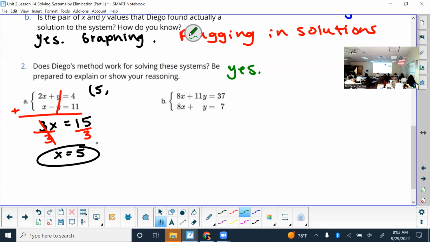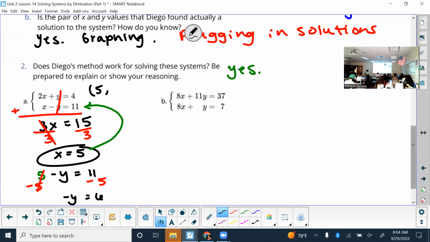And which equation do you think would be easiest to plug into? I agree, I think the bottom one. So I'm going to plug it into that one. 5 minus y equals 11. Get the y by itself. How do I cancel a positive 5? Do that on each side. I get negative y equals, is the y by itself?